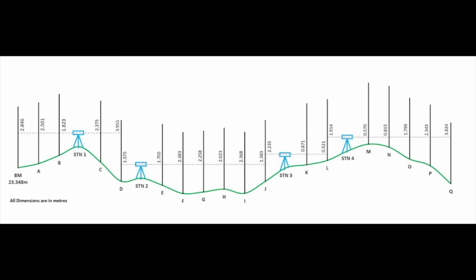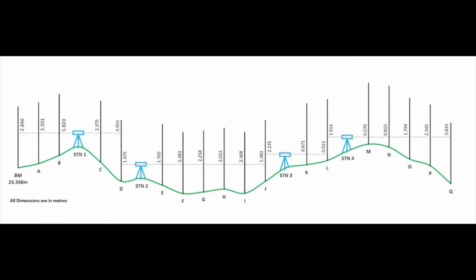This is our next example, and we're going to work out the level or the height of each of the points as we traverse our site. Starting on the left hand side, our first reading, which is 2.846, is the staff reading, and at that point we know that the height or benchmark is a value of 23.348 meters.